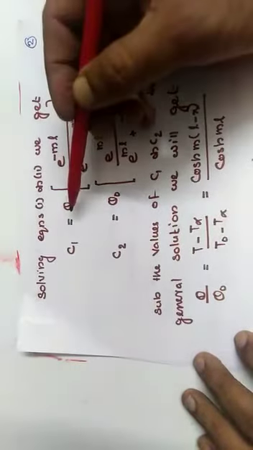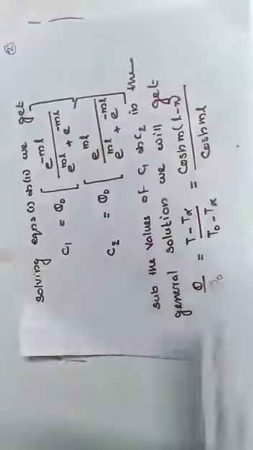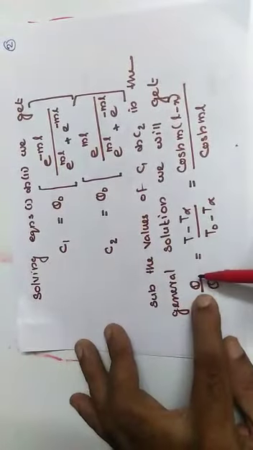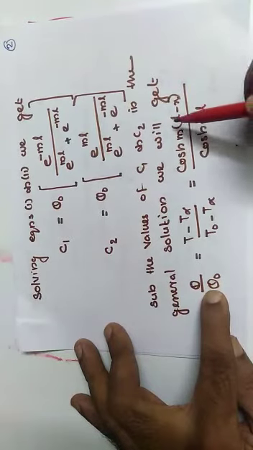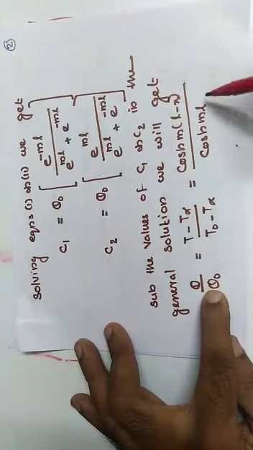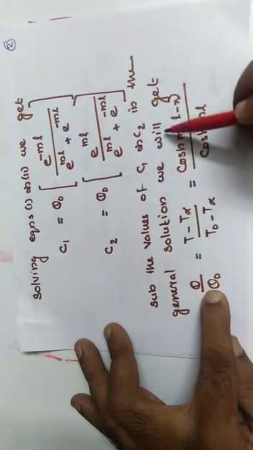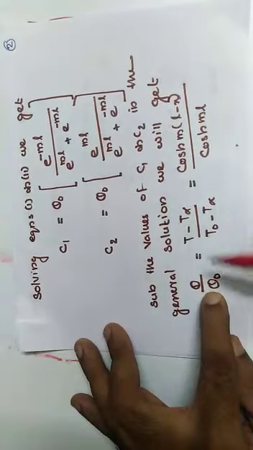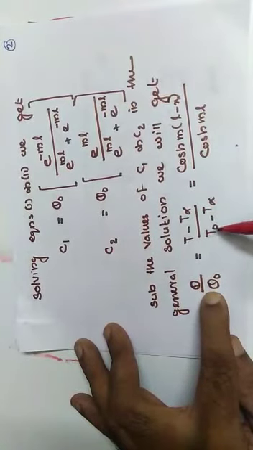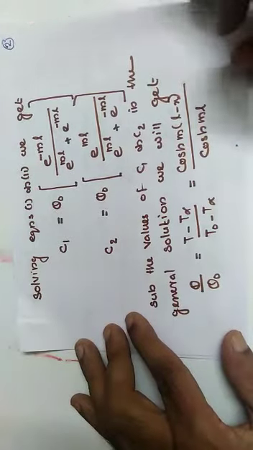You substitute the values of the constants C1 and C2 in the general solution. You will get the temperature distribution equation as theta by theta naught equal to cosh m(L minus x) divided by cosh mL. Please note that this is a hyperbolic function. This h is not the heat transfer coefficient, but it denotes the hyperbolic function. So theta by theta naught equal to (T minus T infinity) divided by (T0 minus T infinity) equals this term. This temperature distribution is available in the data book.